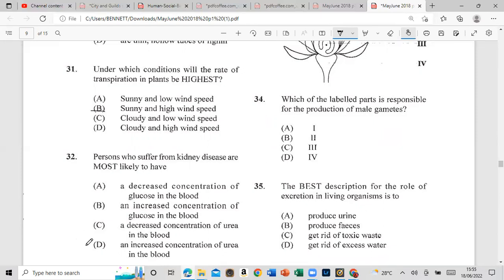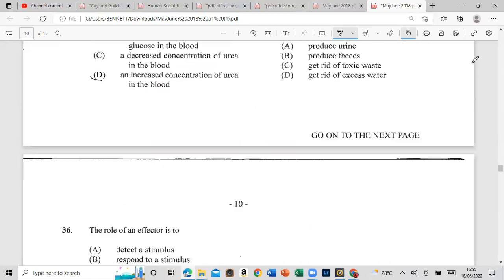An increased concentration of urea in the blood. All right, so let's move on to 33.